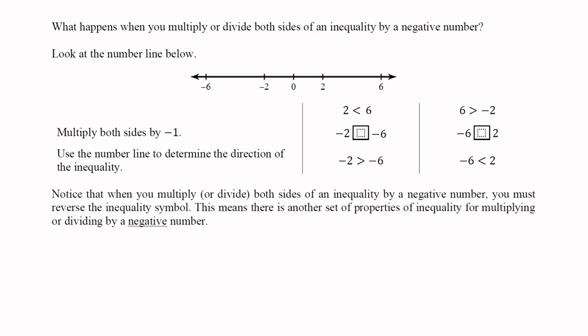So notice that when we multiply, and this will also work for division, if we multiply both sides of an inequality by a negative number, you must reverse the inequality symbol, because 2 is less than 6, and if we divided or multiplied each side by negative 1, it became negative 2 is greater than negative 6. 6 is greater than negative 2, multiply or divide by negative 1 on each side, and we get negative 6 is less than 2.